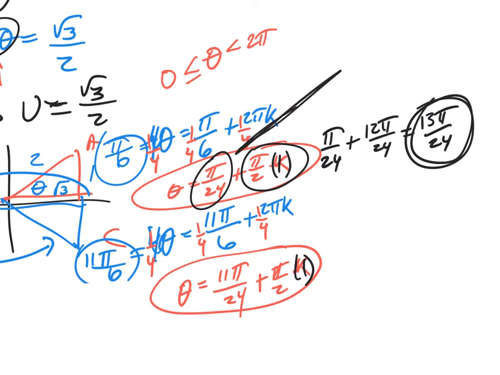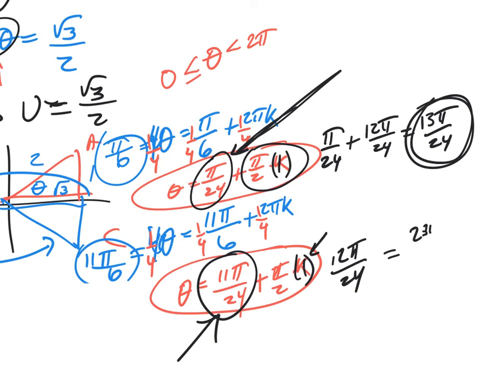Pi over 24 is one of my 8 answers. 11 pi over 24 is one of my 8 answers. And then when I put in a k equals 1, and I end up with 1/2 pi again, but I really want to make that into 12 pi over 24 so I can add it to this. I'll get one last one here, and then I'll stop. This is going to be 23 pi over 24.